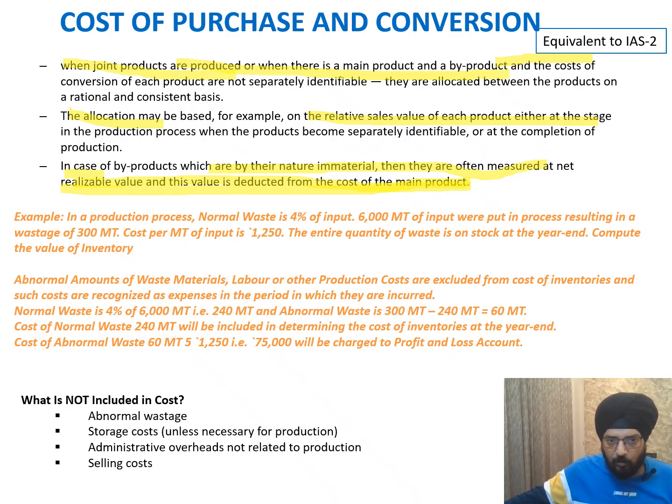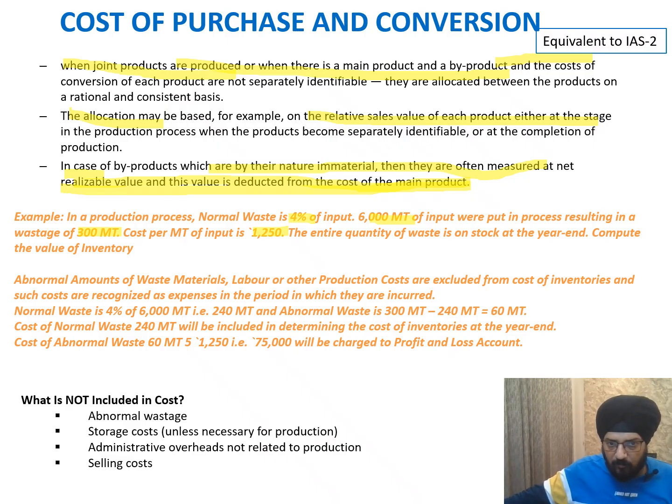A quick example below. In the production process, normal wastage is 4%. 6,000 metric ton of the input were put in the process, resulting in wastage of 300 metric ton. Cost per metric ton is 1250. Entire quantity of waste is in the stock at the year end; compute the value of the inventory. So how do we have to compute here?